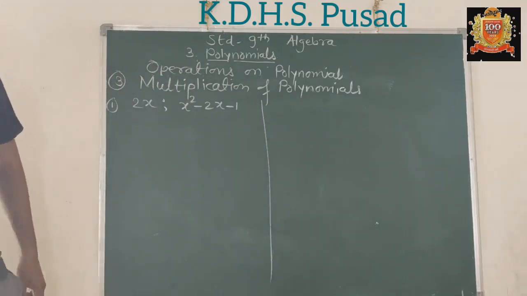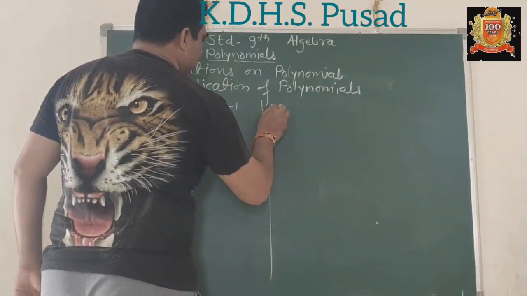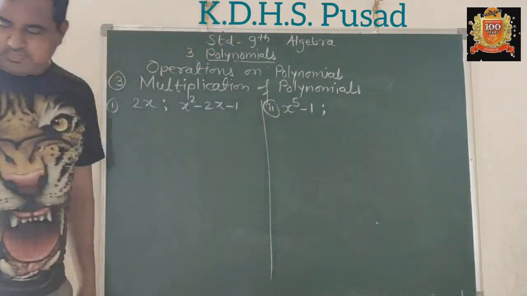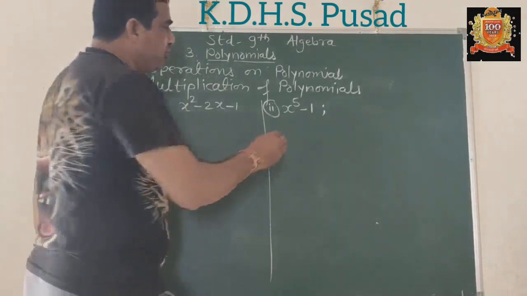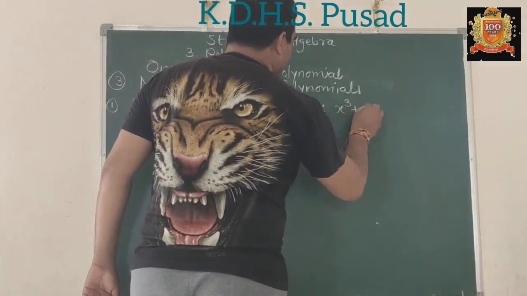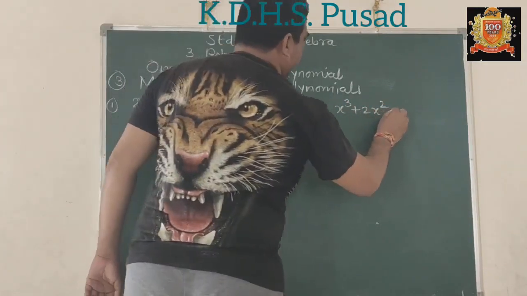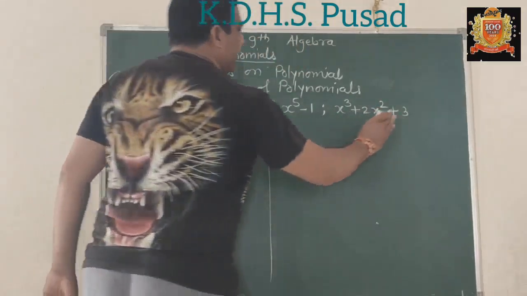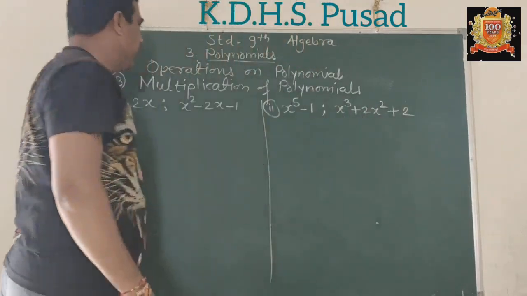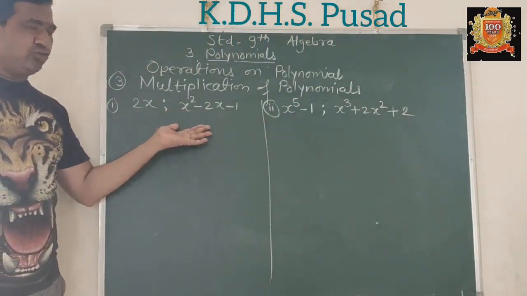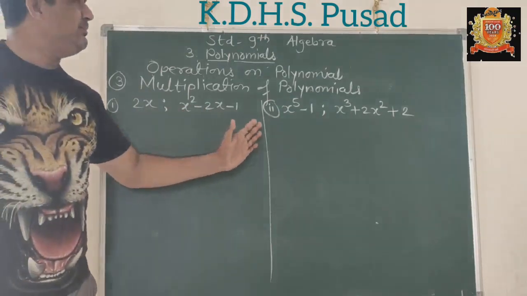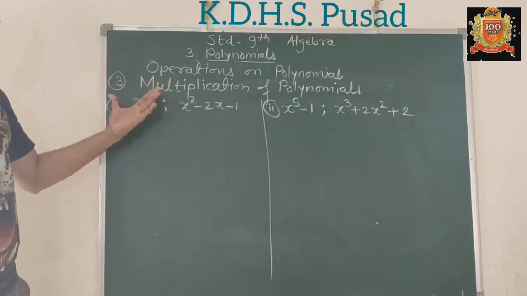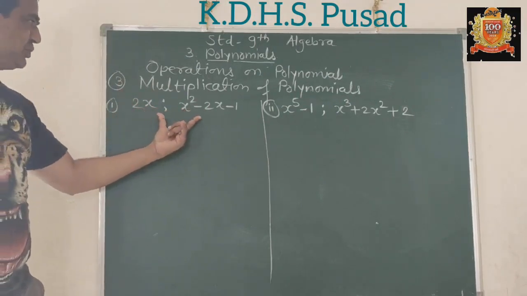So here, the next example I will consider: x to the power 5 minus 1 and x cube plus 2x square plus 3. So plus 2, not 3, plus 2. Okay, that is from 3.2, sorry, not 3.1, that is from 3.2. So here 3.2, from 3.2, question number 4, that is the first question, that is the second question.